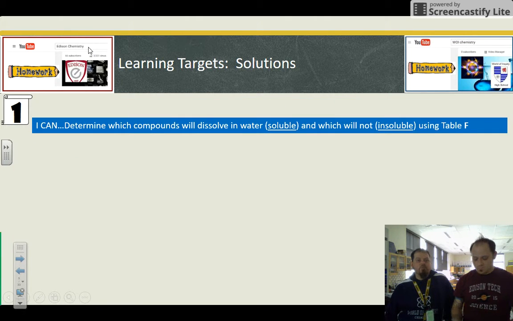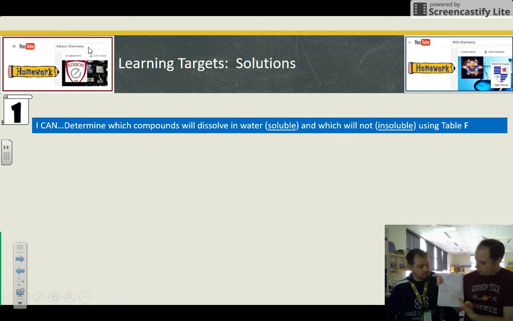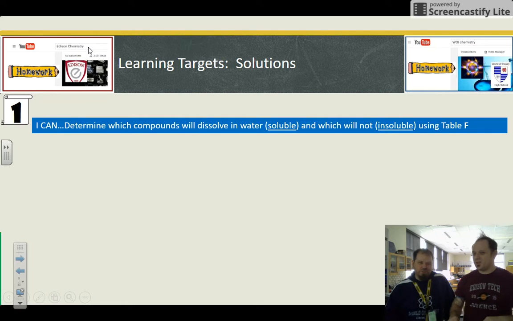You can determine which components or compounds will dissolve in water and which ones won't. Table F might be the hardest table to figure out because it doesn't show you how to read it. But when you learn, you'll figure it out. It's easy, we'll teach you. It's pretty simple.